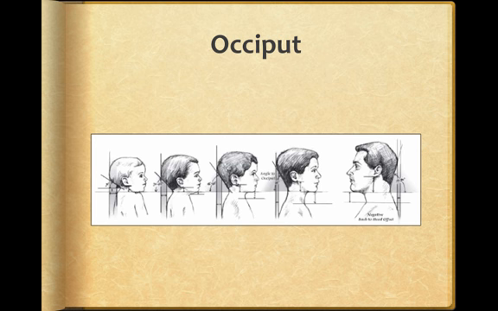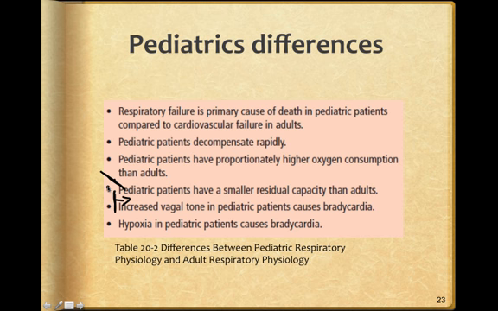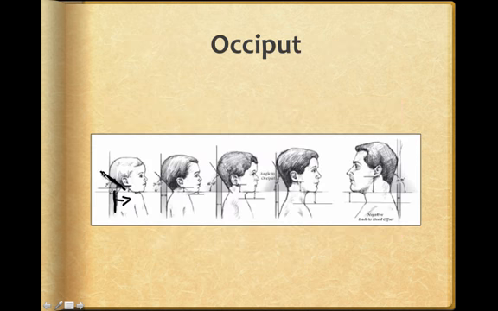So how do we fix this? If we will pad out their shoulders and bring their shoulders up, it corrects this large occipital area. So if you have a child, you should try to get them into a neutral inline position. That may mean that you have to get a towel and place underneath their shoulders to facilitate an intubation.